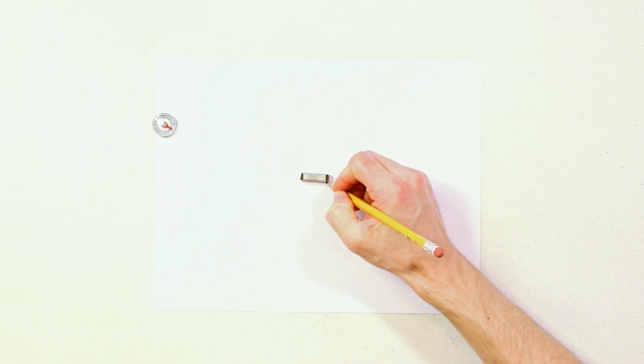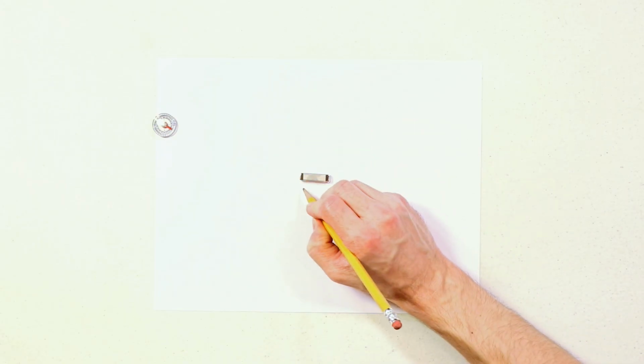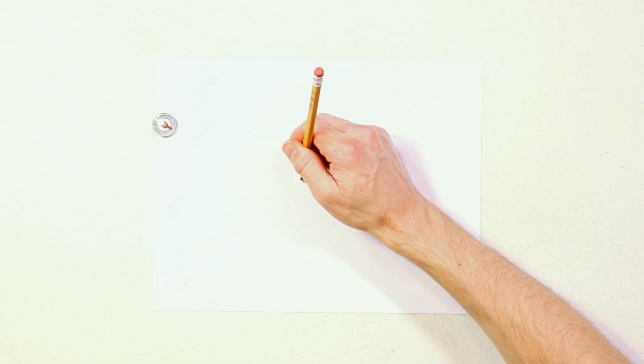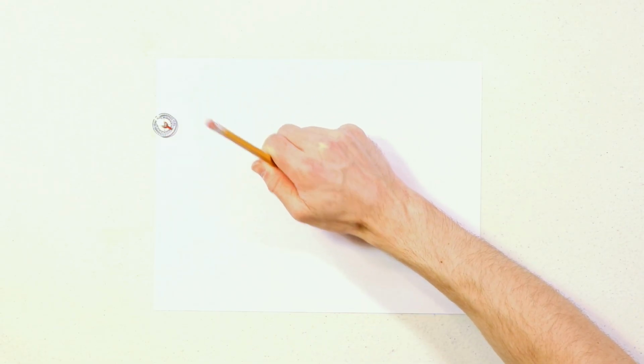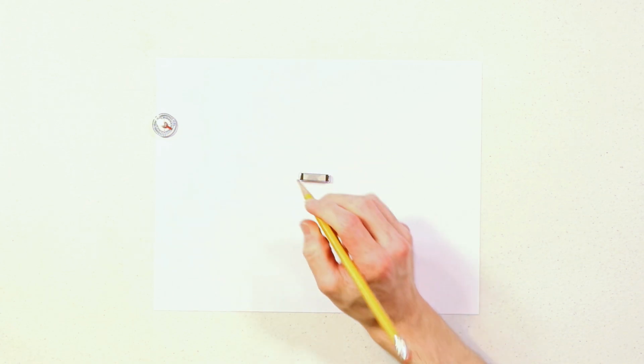And we'll also want to just outline the magnet so that after we remove it, we'll still be able to see where it was. So for now, I'm really only able to mark the ends of it, but later on I can mark the rest of it after I remove it from the paper.